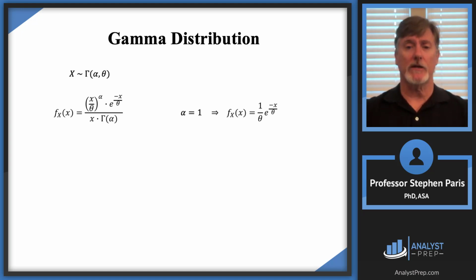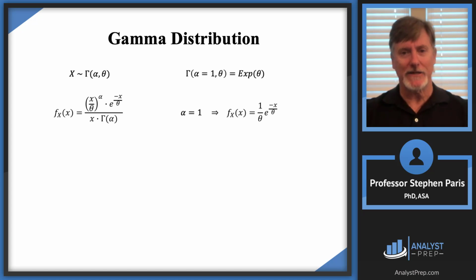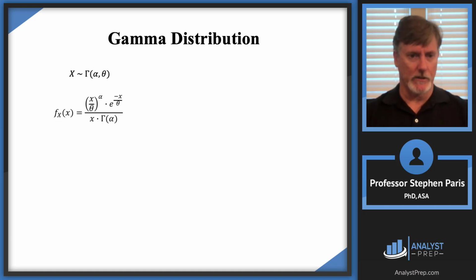So my punchline here is that if you plug in a 1 for alpha on a gamma distribution, you'll get exactly an exponential distribution with that parameter theta. Okay, so that's the punchline that I wanted to get to with respect to this, showing you this density function. Again, I'm going to come back to that density function in just a second and give you an easier way to recognize a gamma distribution from the density function.